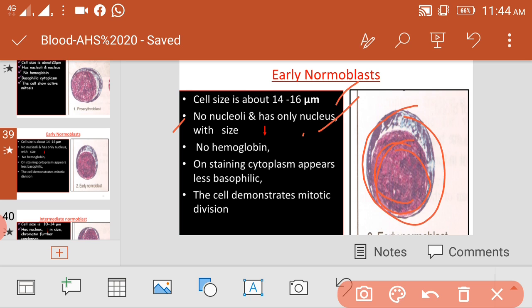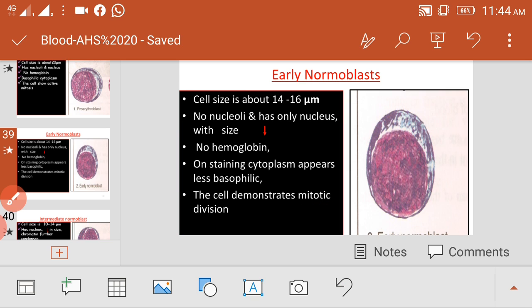No hemoglobin. If you stain, it shows the basic stain and it shows the mitotic division. The mitosis is present, or it shows the active mitotic division in the early normoblast. That is the second stage.